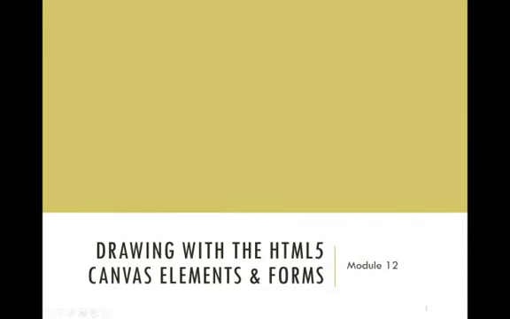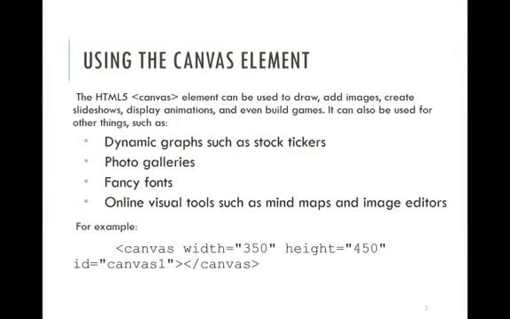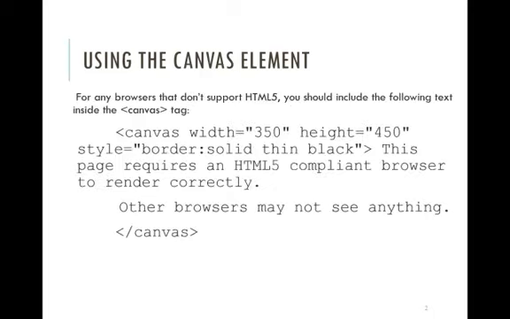Now that we have seen examples of how to create websites using fixed and liquid layouts, we can get into drawing with the HTML5 canvas element. This can be used to draw, add images, create slideshows, display animations, or even build games. For browsers that don't support HTML5, you should include the following text inside of the canvas tag.